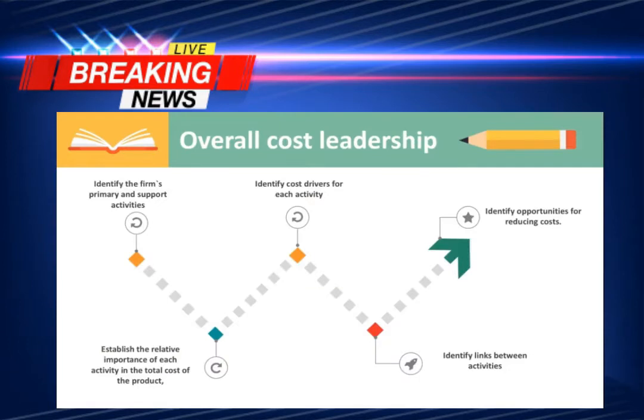Okay, for the first step, identify the firm's primary and support activity. The second step, establish the relative importance of each activity in the total cost of the product. The third step, identify the cost driver for each activity. The fourth step, identify links between activities, and lastly, identify opportunities for reducing costs.